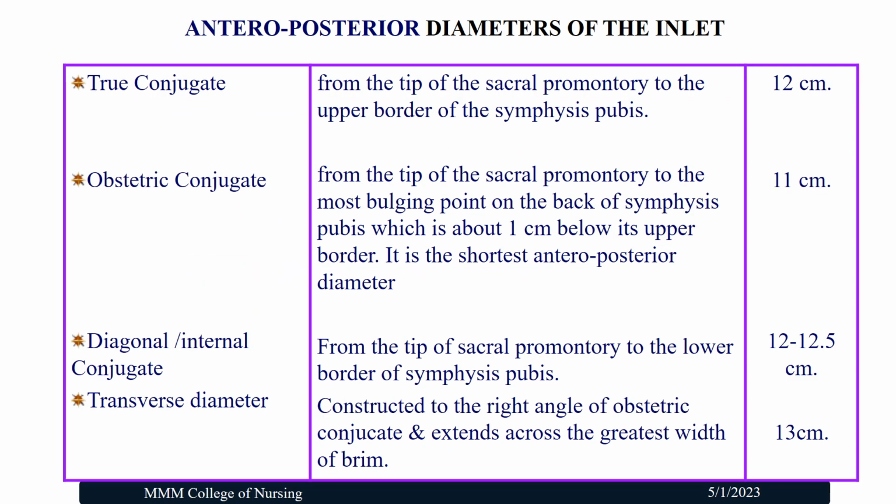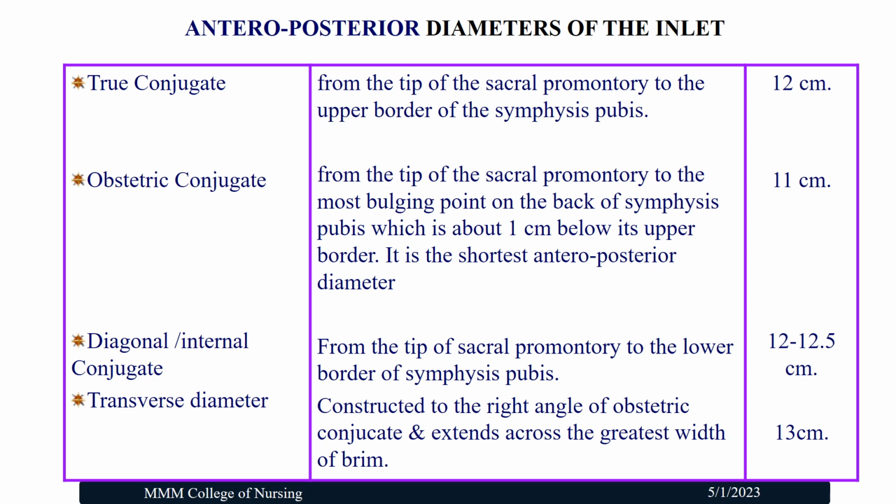Next are the anteroposterior diameters of the inlet. Now comes the true conjugate, obstetric conjugate, diagonal or internal conjugate, and next is the transverse diameter. The true conjugate is from the tip of the sacral promontory to the upper border of the symphysis pubis, about 12 cm. The obstetric conjugate is from the tip of the sacral promontory to the most bulging point of the back of the symphysis pubis, about 1 cm below its upper border. It is the shortest anteroposterior diameter, 11 cm.